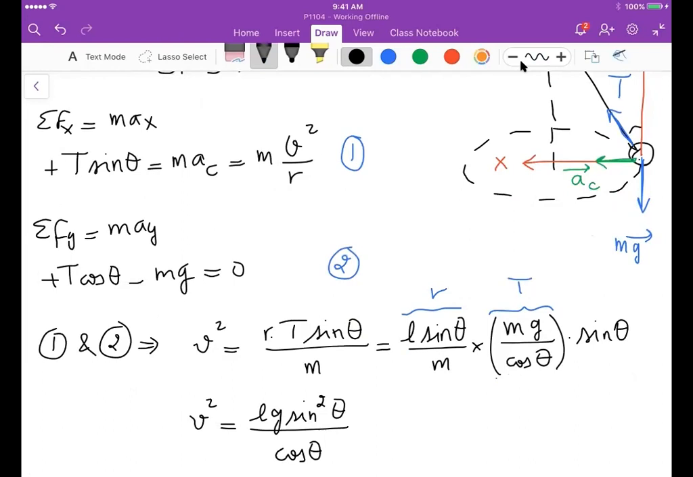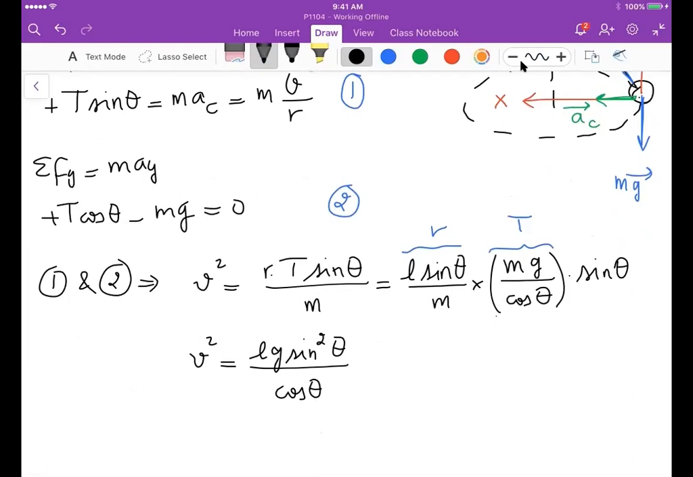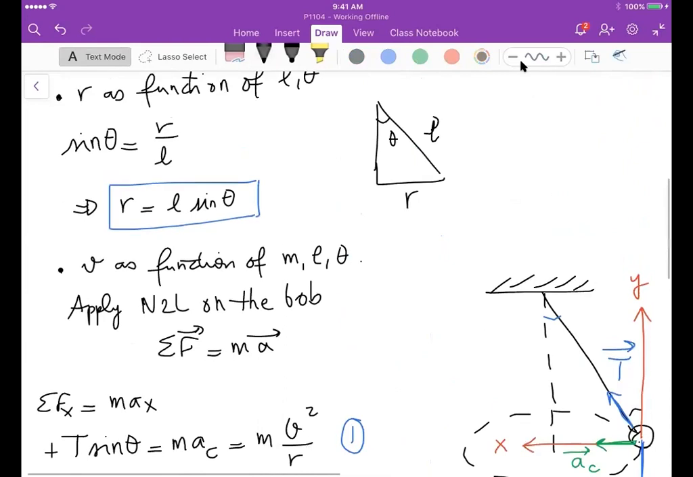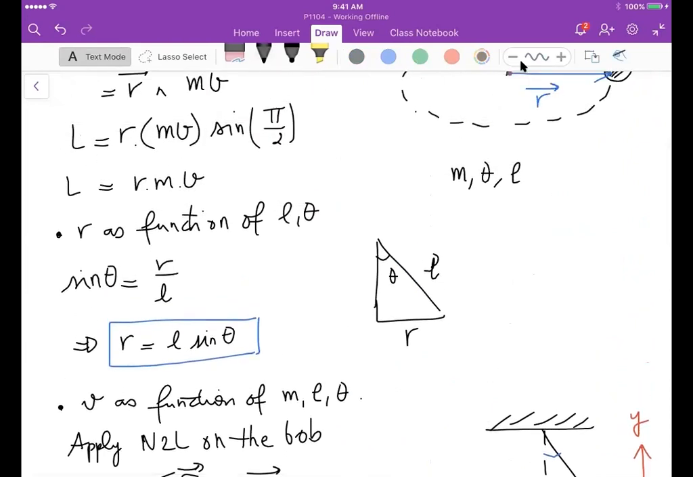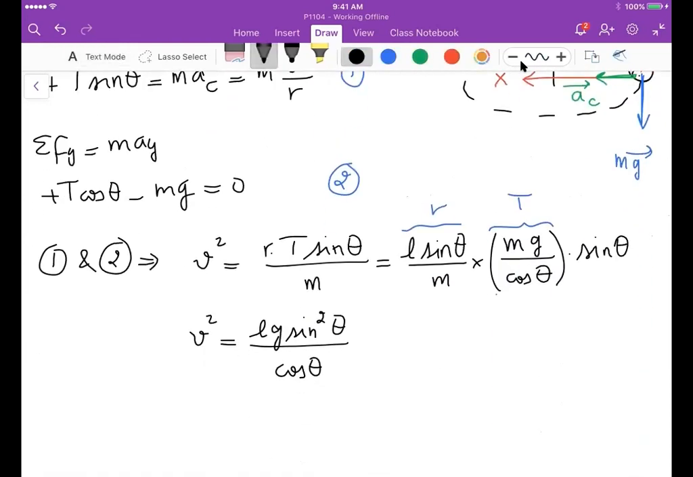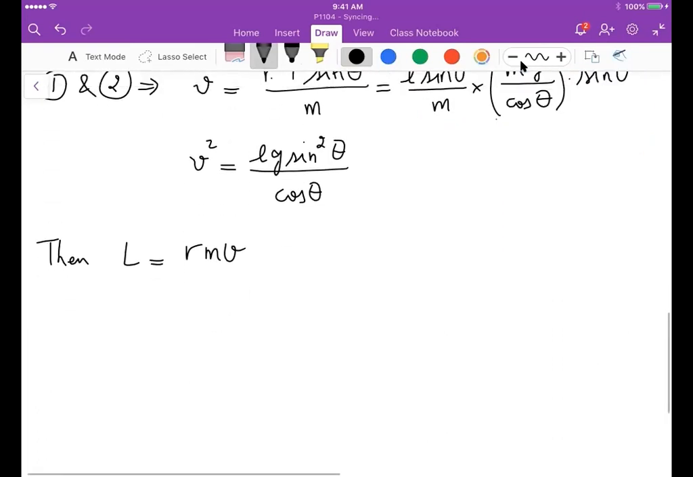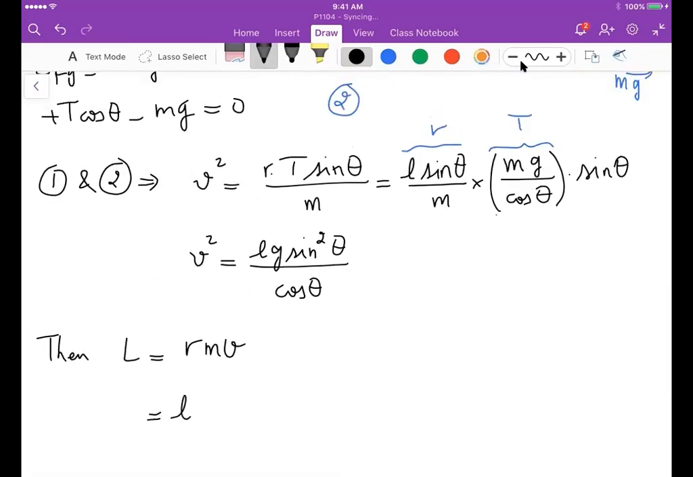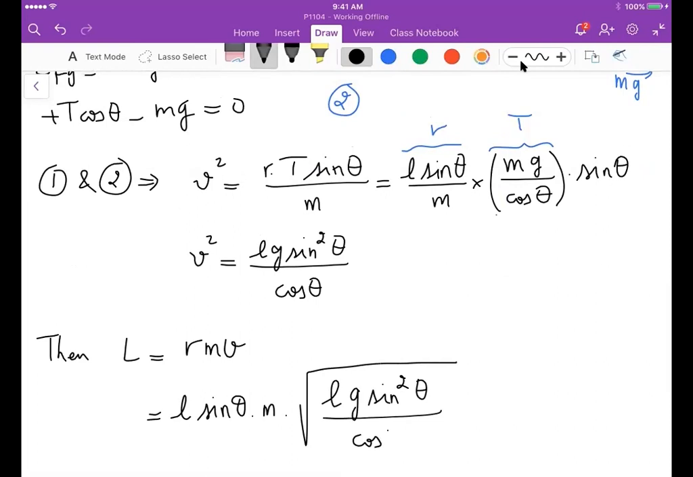This is v squared. And so we can write down that v is equal to the square root of this expression. Going back to the main thing we are looking for, L is equal to R times M times V. So let's write down then L is equal to R M V. So it's equal to R, which is L sin theta, times M times the square root of L G sin squared theta over cosine theta.